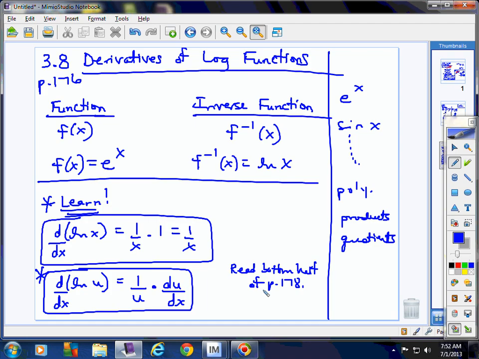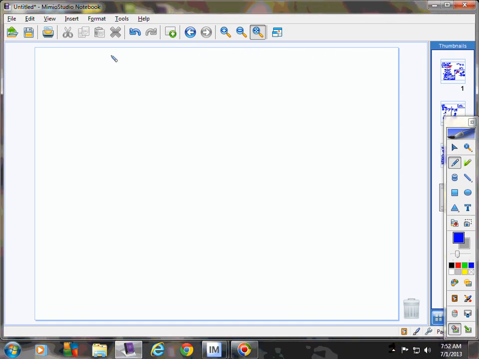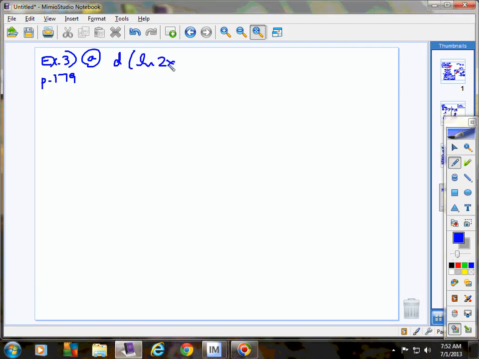What I want us to do right now is to practice together how to find some of these derivatives. So let's try this one. Example 3 on page 179. The derivative of ln of 2x with respect to x. Okay, it's an ln problem.